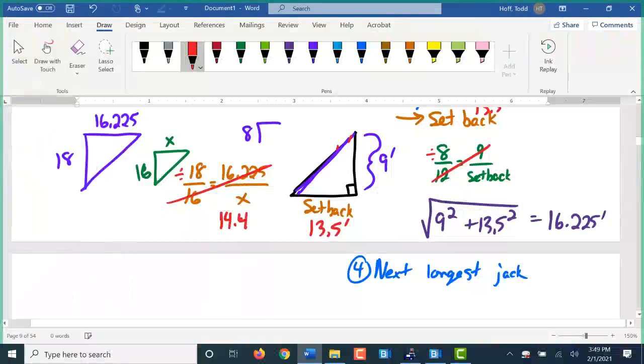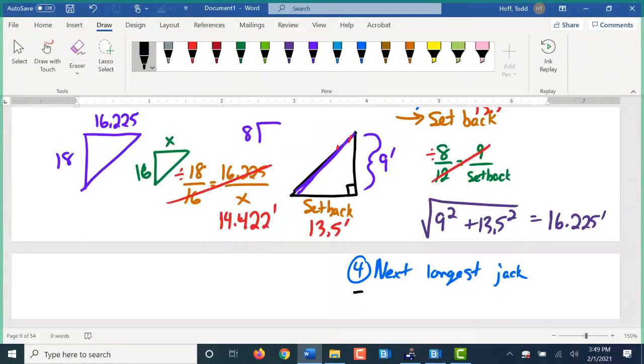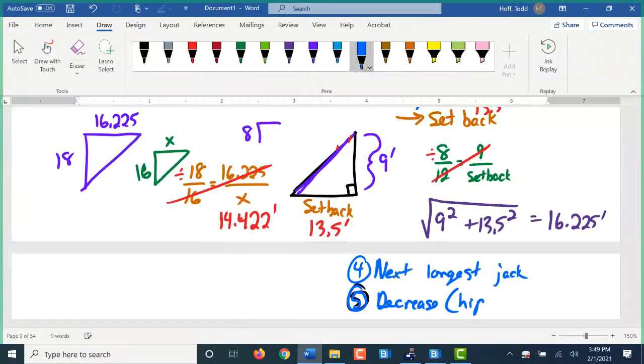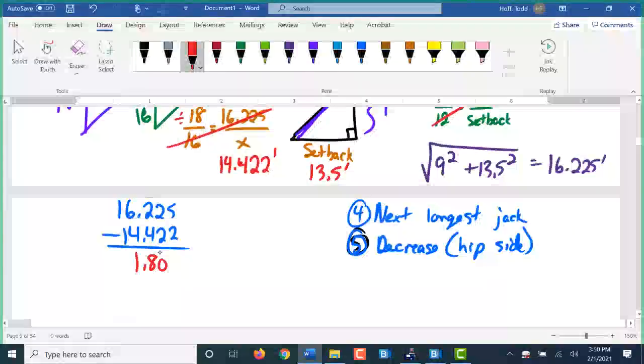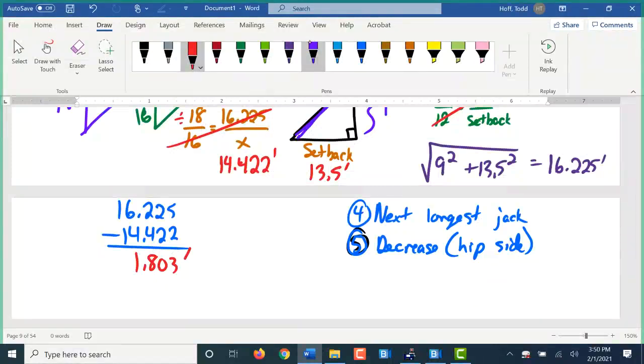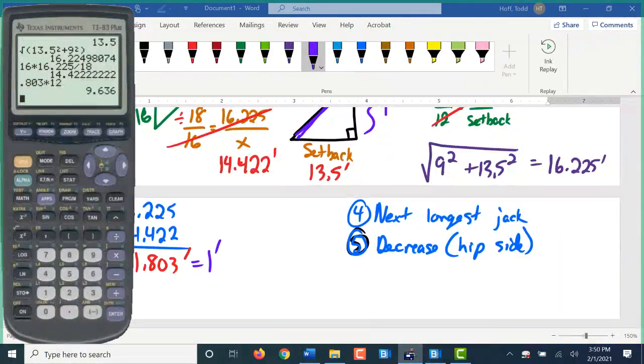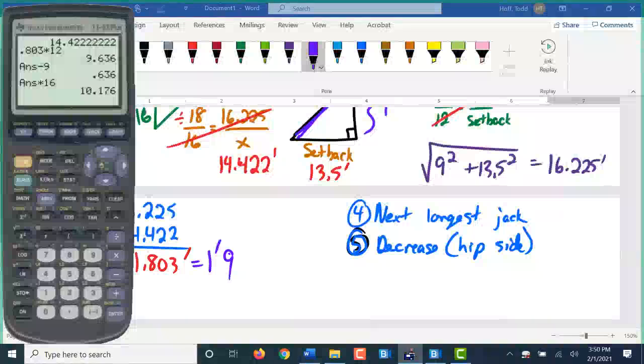14.4222. So then our decrease is just going to be the 16.225 minus 14.422, which is 1.803 feet. Of course, 1 foot, 0.803 times 12 is 9 inches. I'm just going to subtract the 9 inches and then do times 16, 10 sixteenths, so 5/8.